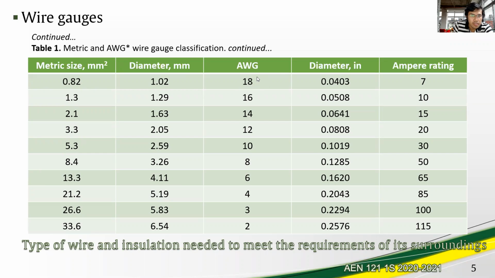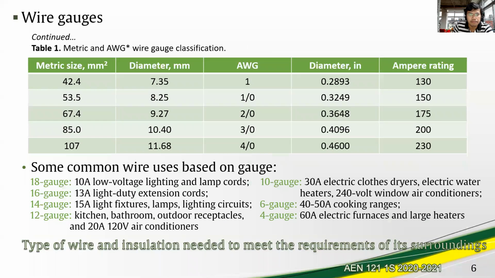So when you see in the market an AWG of 18, using this table, you would easily know that the ampere rating would be 7. Later we'll see the different applications of these wire sizes, as well as the uses of the different wire combinations with different insulations, because it would just be varying with the size and the insulation.